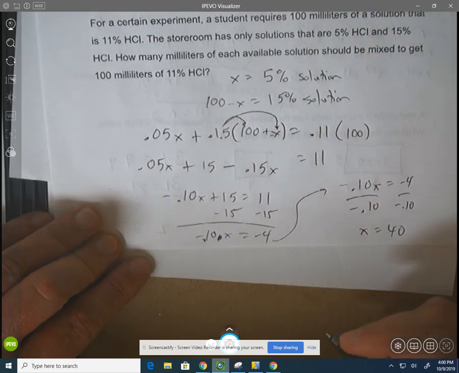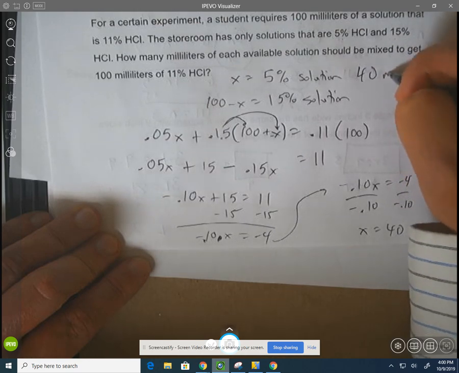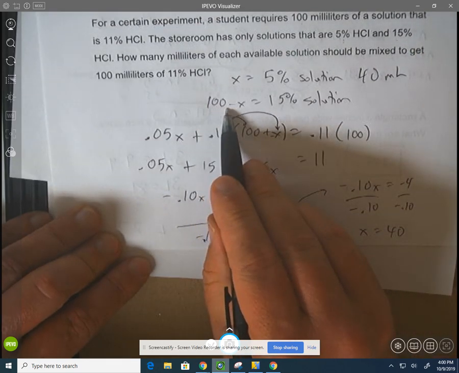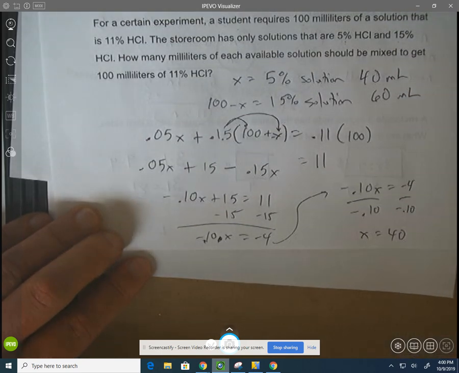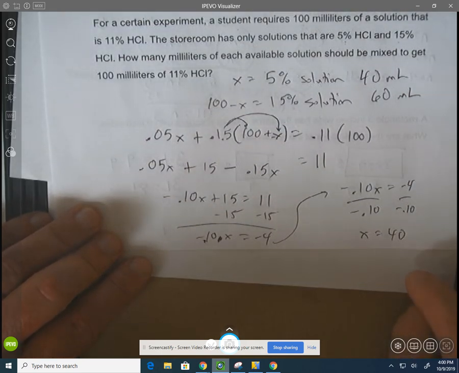And x is 40. So there was 40 milliliters of the 5% solution, and the rest of it, 100 minus 40, was the 15% solution.